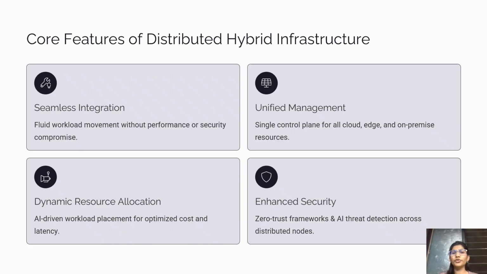Core features of distributed hybrid infrastructure. Seamless integration means workload can move between edge and cloud servers without any issues. Next is unified management, a dashboard to manage everything. Third is dynamic resource allocation. AI decides where to run a task for best speed and cost.